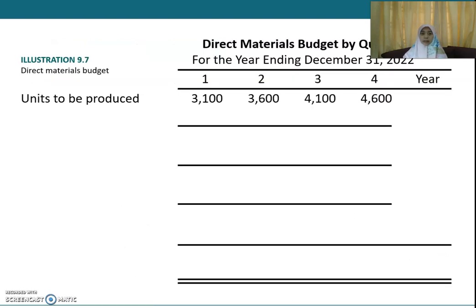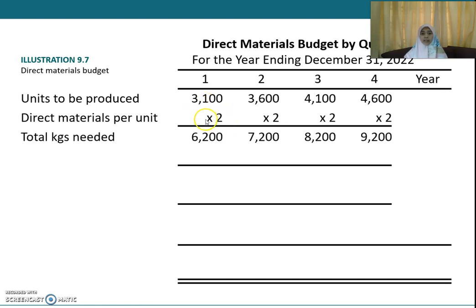So starting off with your units to be produced, you have already been given the information that each unit requires 2 kilograms. So direct materials per unit is 2 kilograms. You multiply by 2 kilograms per unit, and you will arrive at 6,200 in this case for quarter 1. That gives you the total kilograms that you need. Out of that, you need to adjust for your closing and opening inventory: add your closing inventory, less your opening inventory.